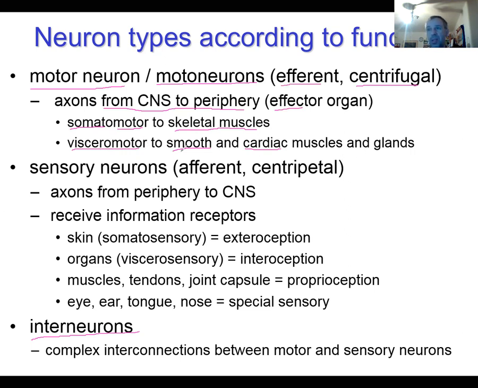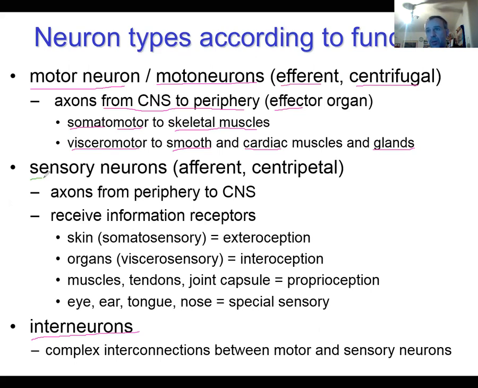Visceral motor means it supplies the muscles which we are not able to govern by our will, so involuntary muscles, plus glands, all exocrine and some endocrine glands as well. The somatomotor to skeletal muscles are these which we are able to control by our will, so voluntary muscles.